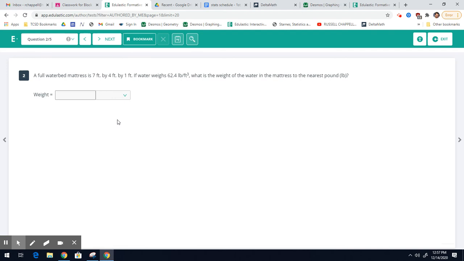So we have a full waterbed mattress that is 7 feet by 4 feet by 1 foot. If water weighs 62.4 pounds per cubic foot, what is the weight of the water in the mattress to the nearest pound? So this problem, I'm going to assume that the waterbed is a rectangular prism, because that's what most mattresses are. So this is a volume of a rectangular prism problem. Area of the base times the height, again, length times width times height. So just take those three numbers and multiply them: 7 times 4 times 1, and that's 28 cubic feet.